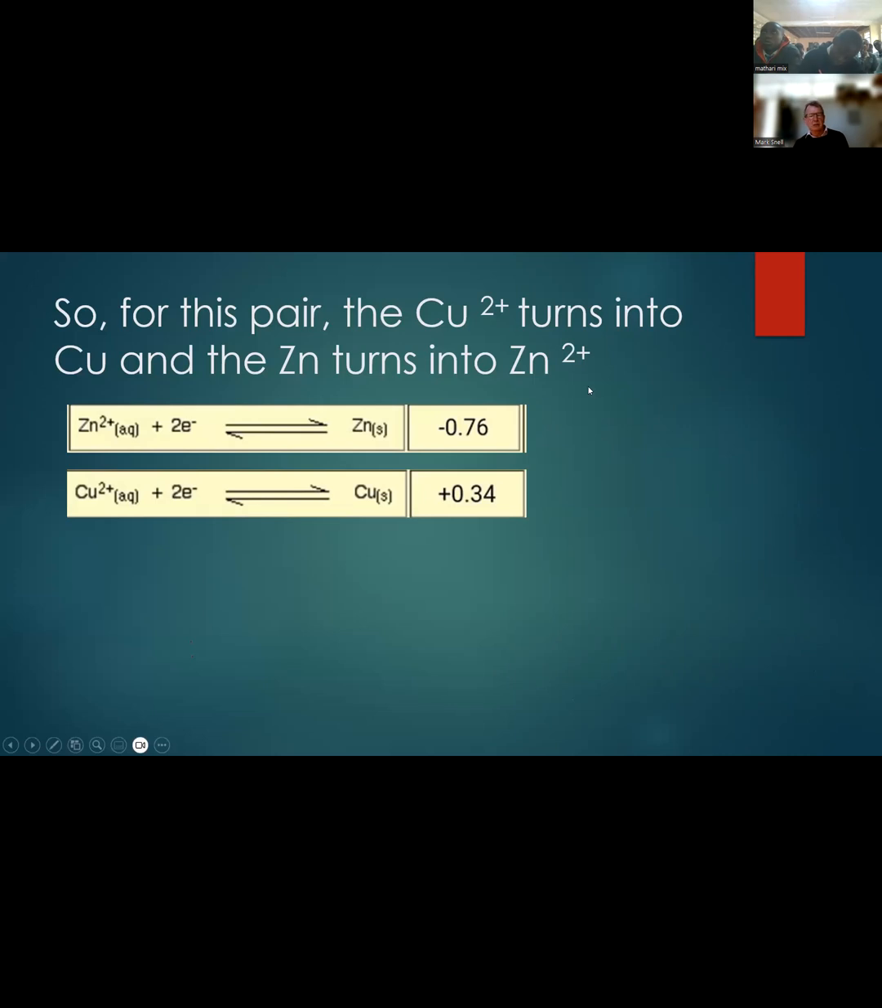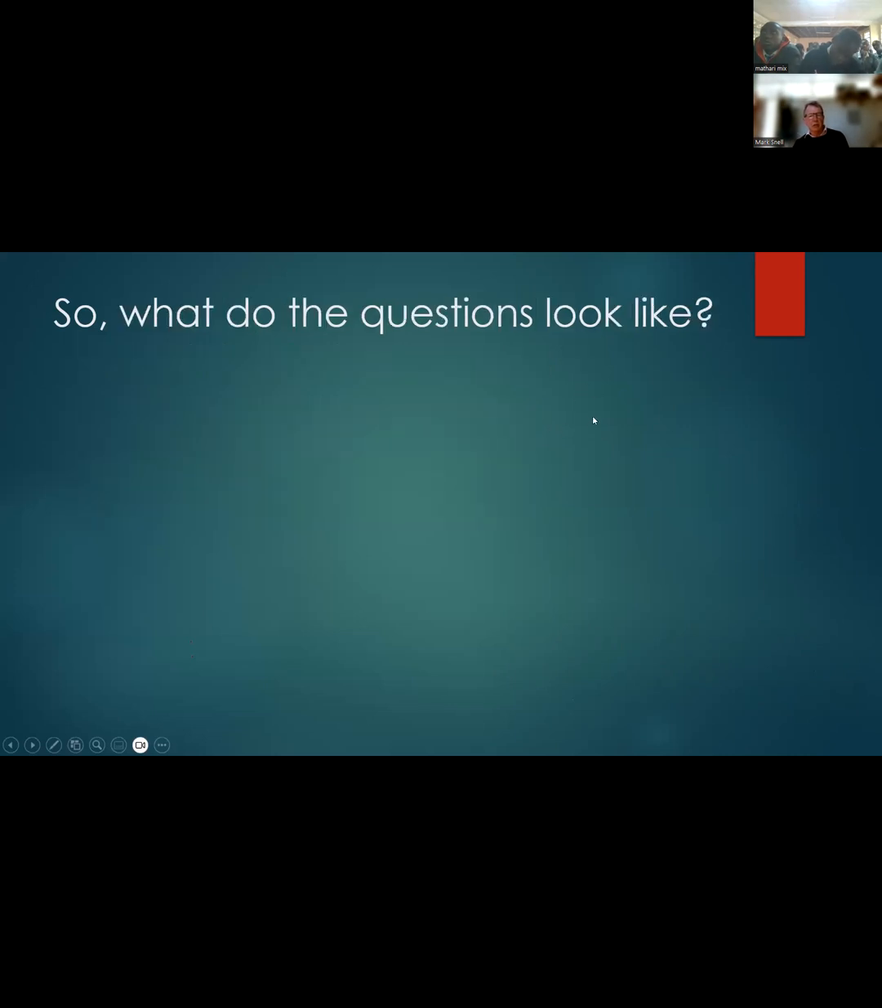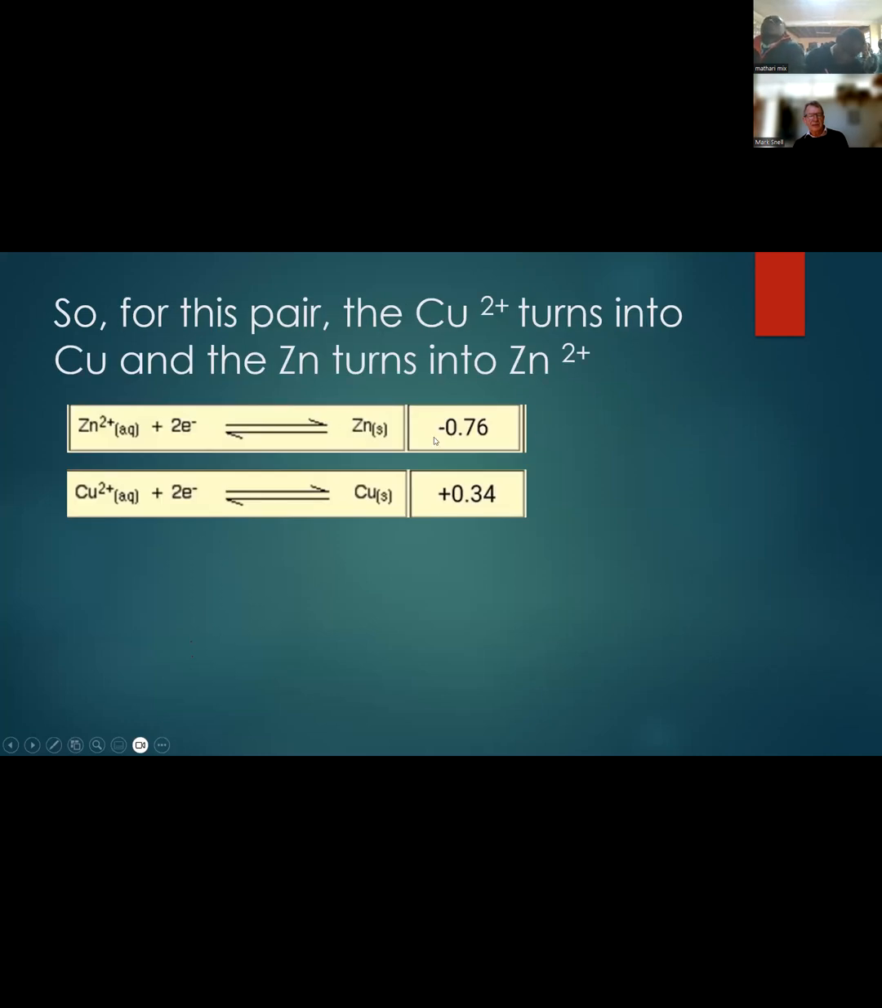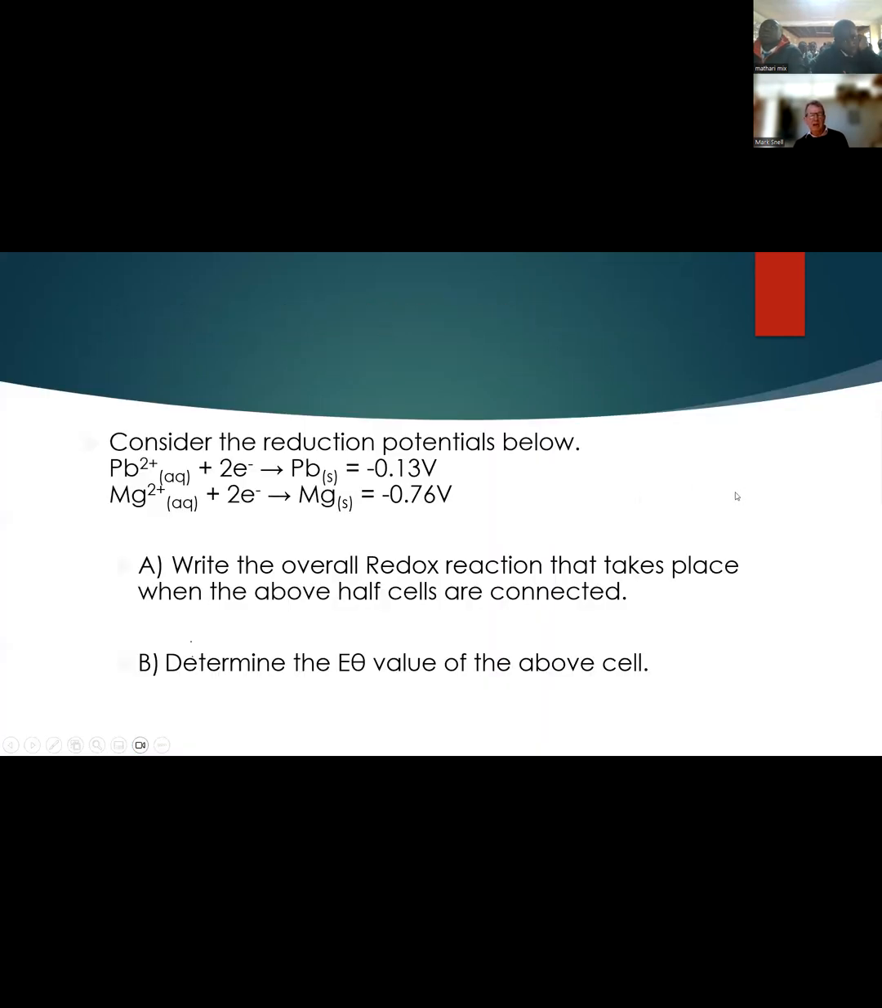So here it is in detail. The zinc will go from right to left because it is less positive. The copper will go from left to right because it is the most positive. Change the sign on the zinc, add them up. These are the sort of questions which you might get. We're going to be looking at them next time, but I'll show you very quickly that this is actually quite simple. Let me just change my pointer.